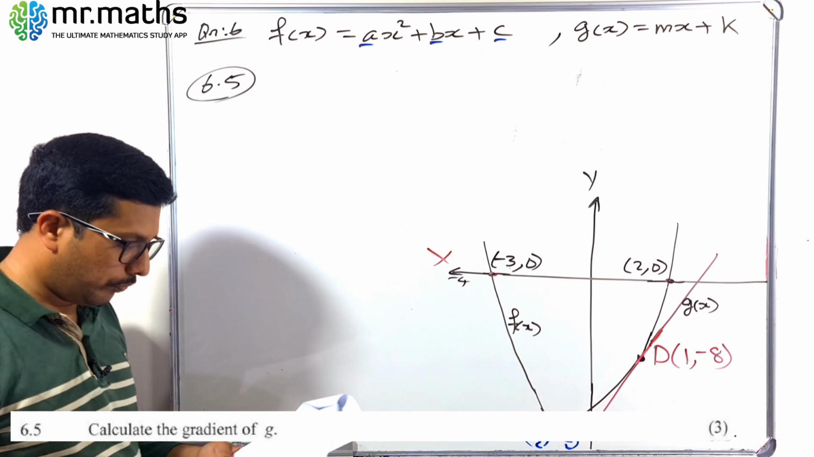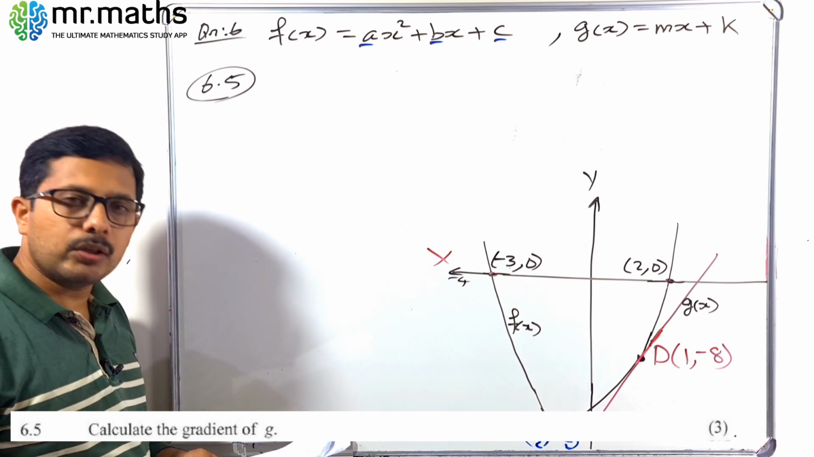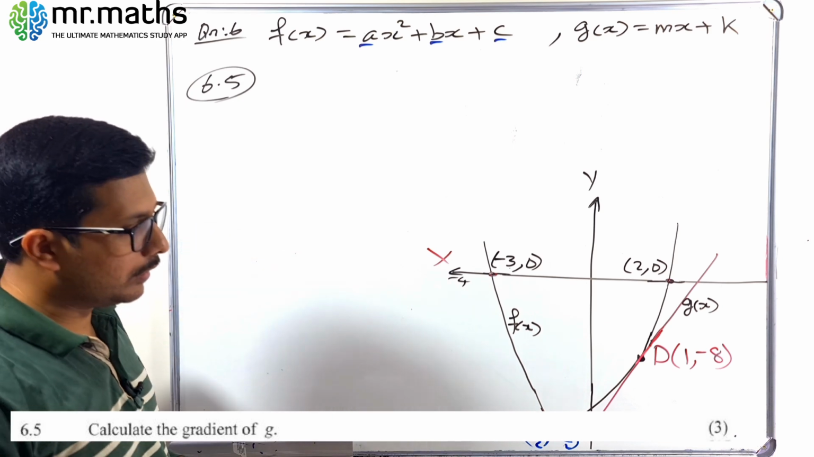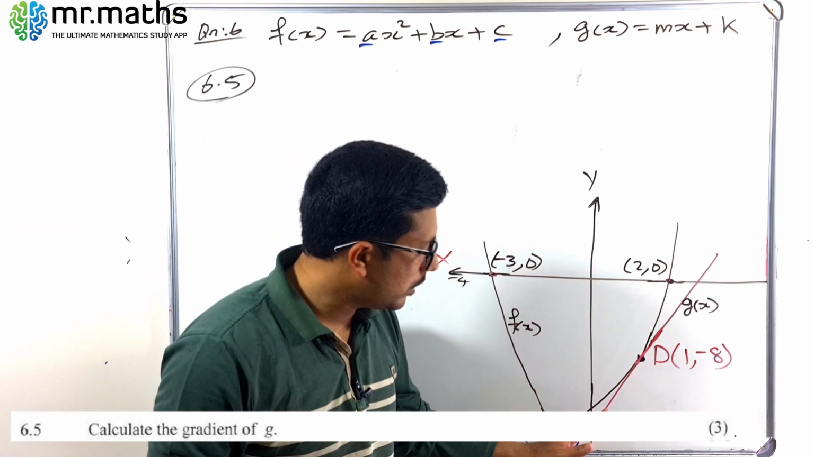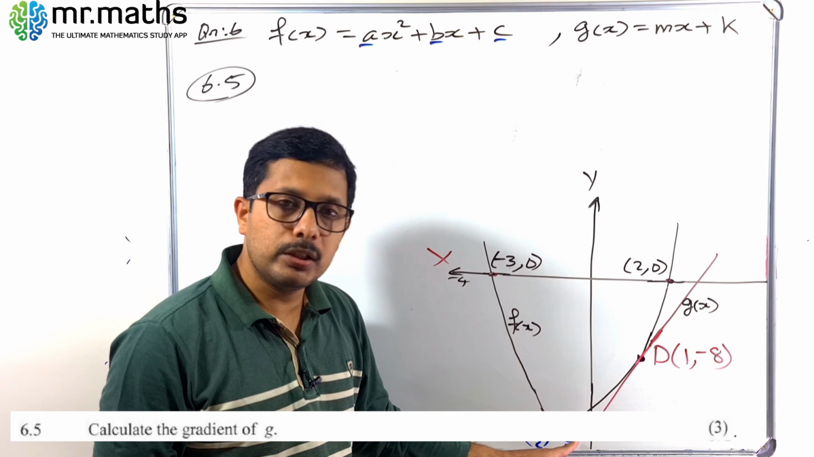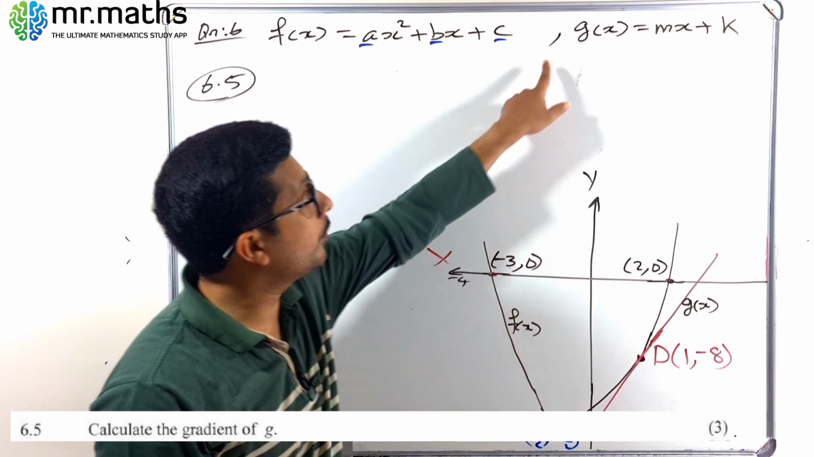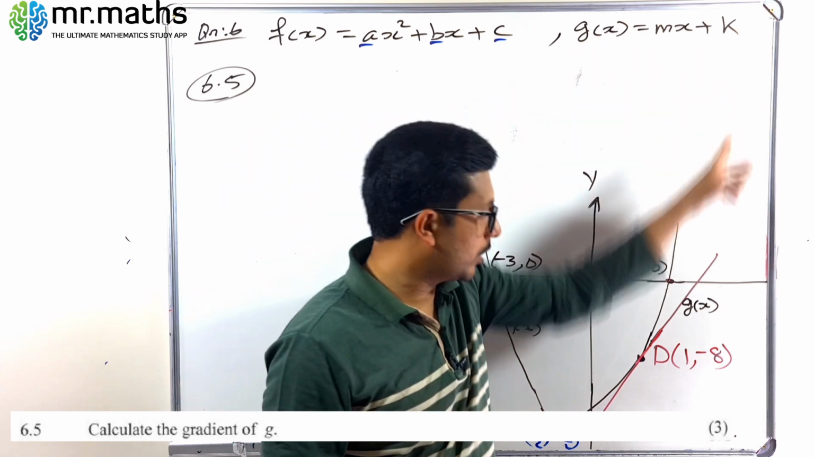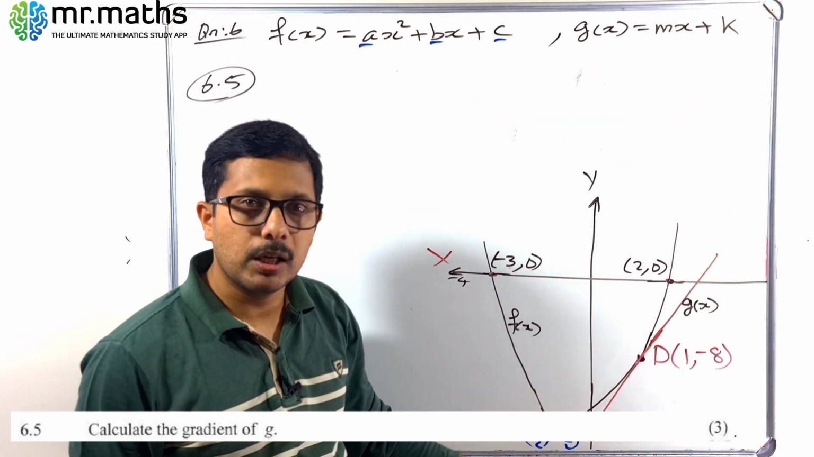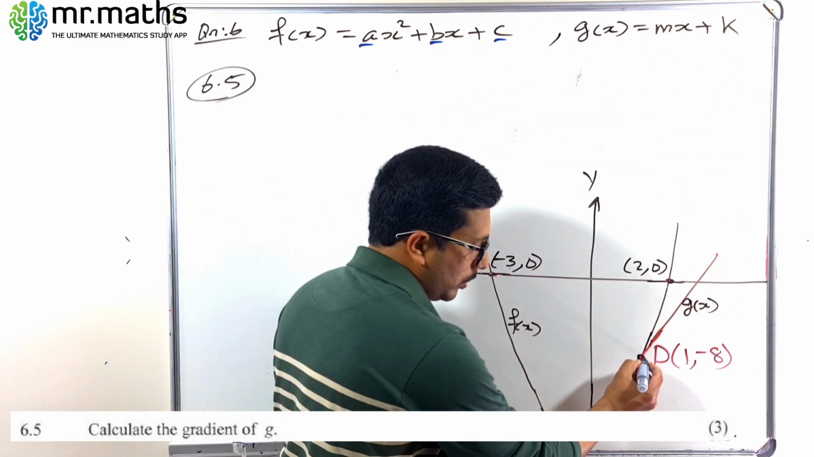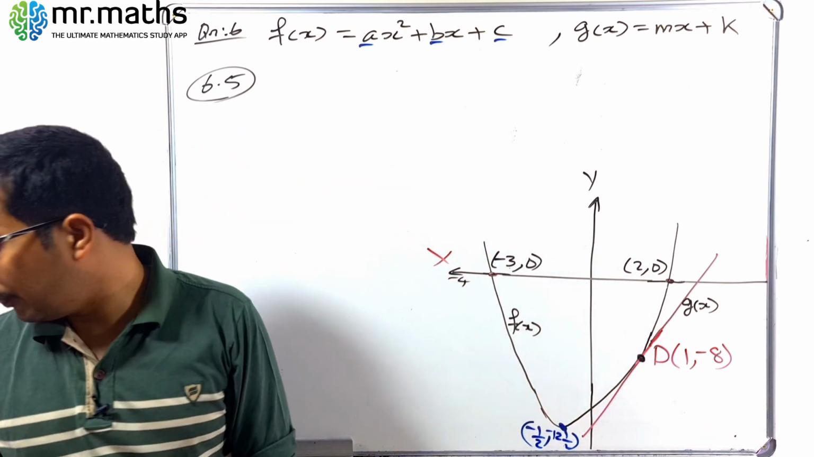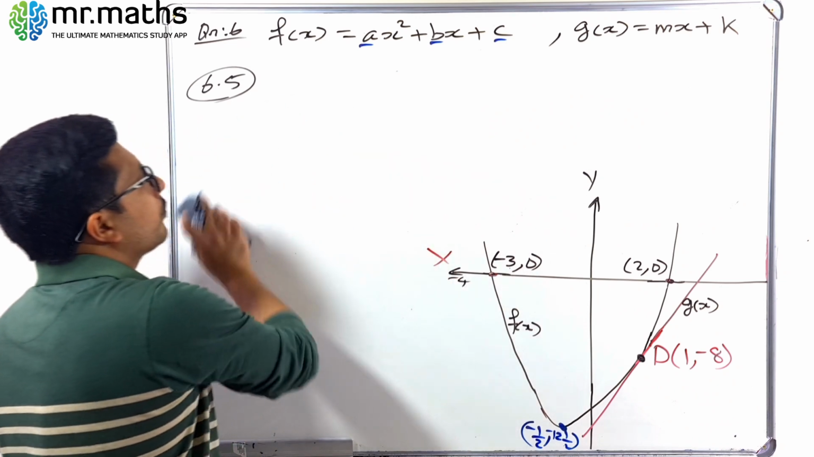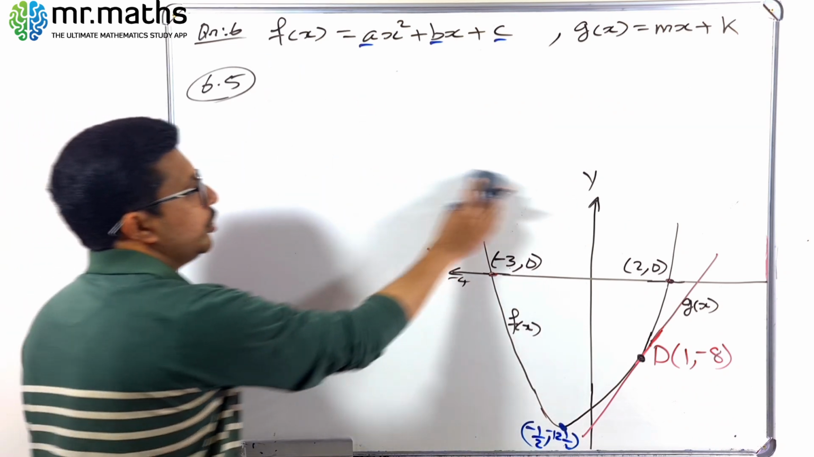Question number 6.5. Calculate the gradient of g. What is the question? Calculate the gradient of g. This is the g of x. g of x is a straight line. Do you remember that one? We didn't touch that one yet. So this is g of x, a straight line. This straight line passes through this point D, 1 comma minus 8, and here the question is to calculate the gradient of that straight line, that g of x.